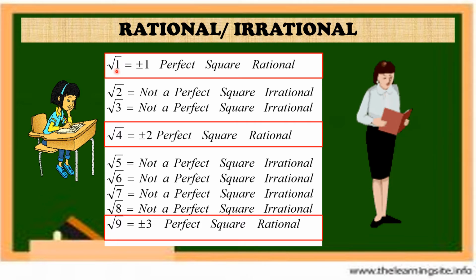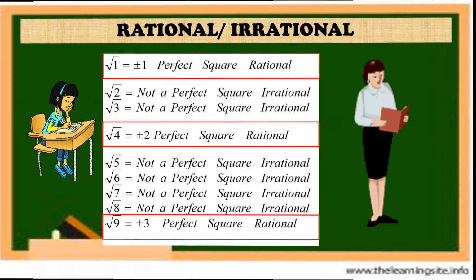Look at the square root of 1. Square root of 1 is plus and minus 1. That is a perfect square, and that is rational. Square root of 2 and square root of 3 are not perfect squares. Therefore, the two are irrational. Square root of 4 is a perfect square. That is plus and minus 2, so that is rational. Square root of 5, square root of 6, square root of 7, and square root of 8 are all irrational, while the square root of 9 equals plus and minus 3, and that is a perfect square, and that is rational.